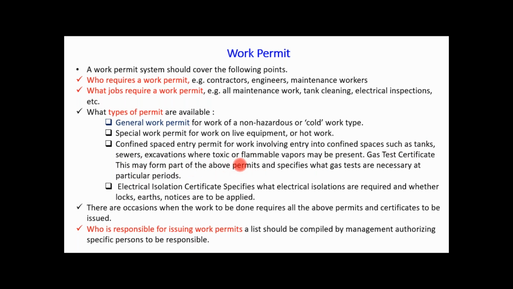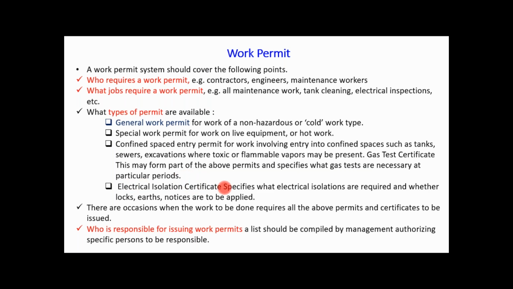Gas test certificates. This may form part of the above permits and specify what gas tests are necessary for the particular periods. So in some of the operations, we need a hydrogen test. In some, we need a hydrogen sulfide test. In some, we need a hydrocarbon test. In some operations, we need an oxygen test with the help of Dräger systems, etc. So depending on the situations, the conditions, and the raw materials used in that factory, all these components we have to check. And we must know about the material safety data sheet of these components so that we can take care if they are present in a specific amount.